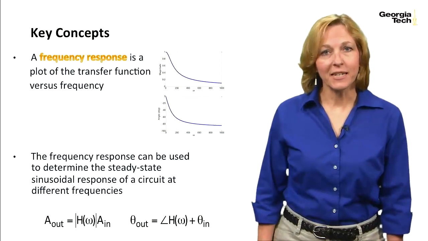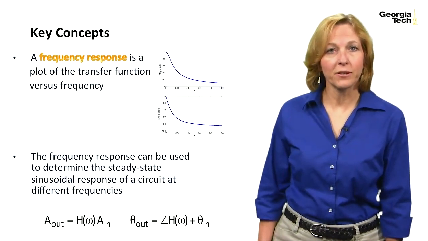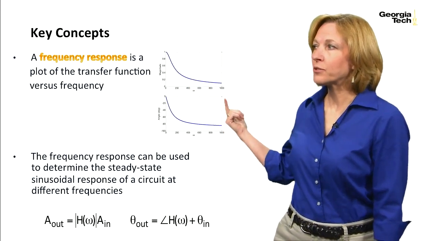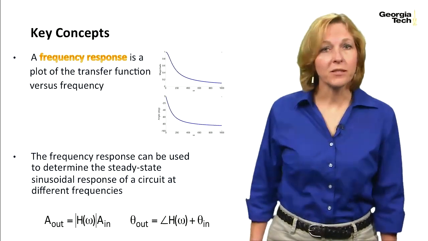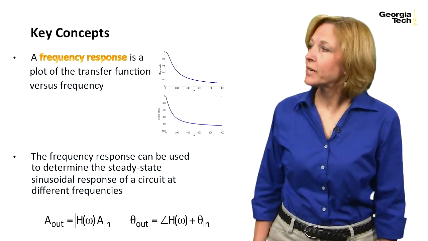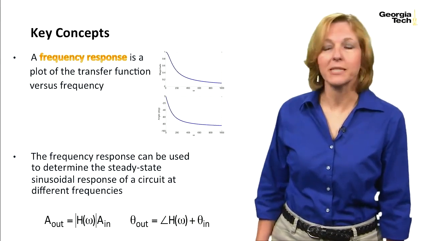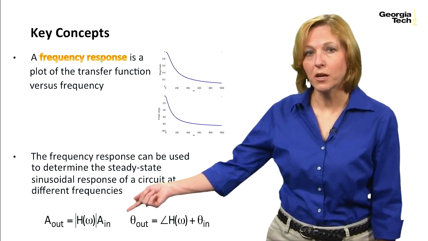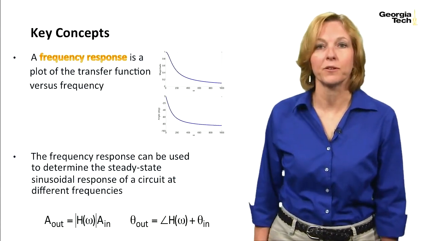To summarize the key concepts, we've introduced the idea of a frequency response as being a plot of the transfer function. Because the transfer function is complex valued, we plot the magnitude versus the frequency, as well as the angle versus the frequency. And then we also showed how the transfer function, or the frequency response, can be used to determine the steady-state sinusoidal response of a circuit to signals at different frequencies. And the key thing here is that we use this relationship, how the input and output amplitudes are related through that transfer function, and how the input and output phases are related through that transfer function as well.